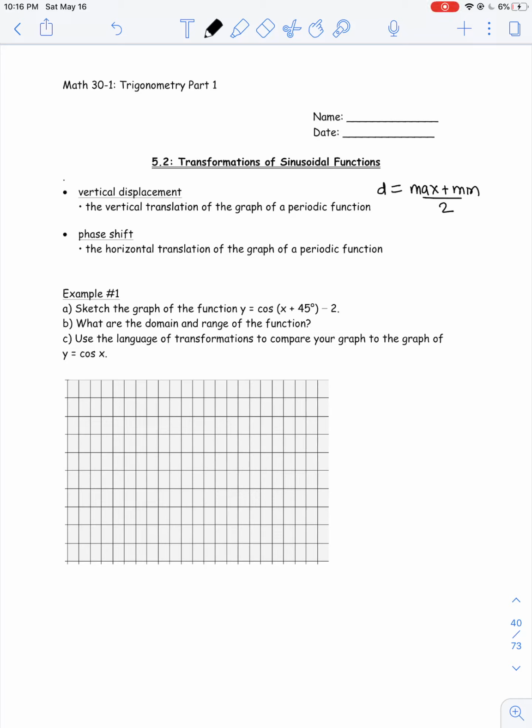Hello 30-1s, this is lesson 5.2, transformations of sinusoidal functions.